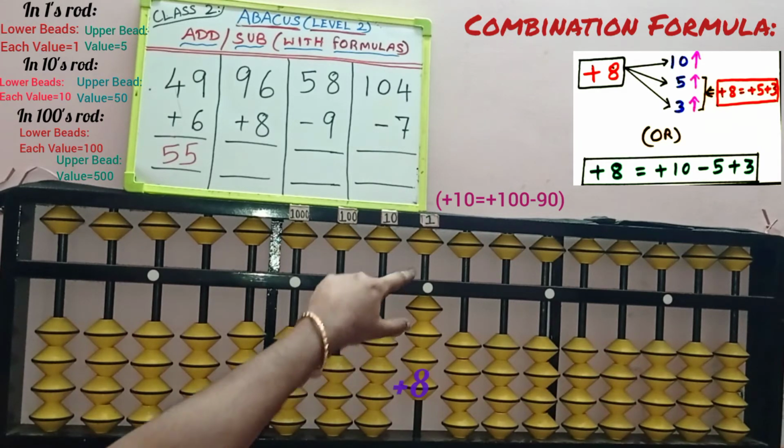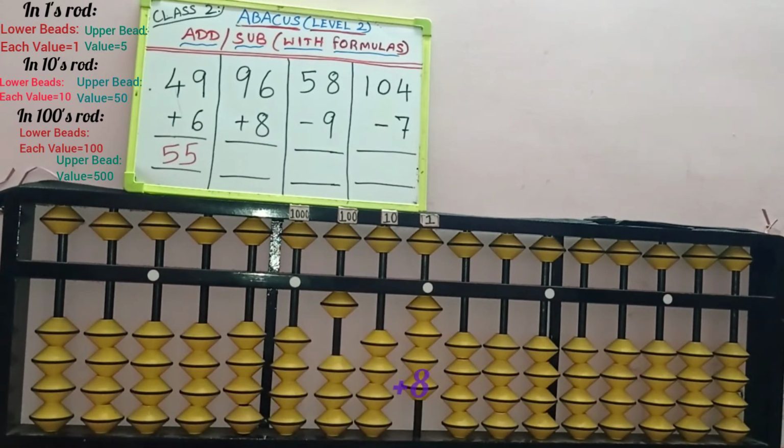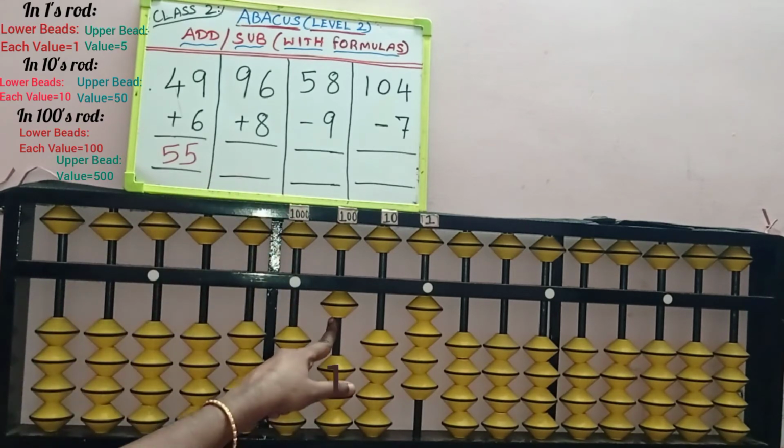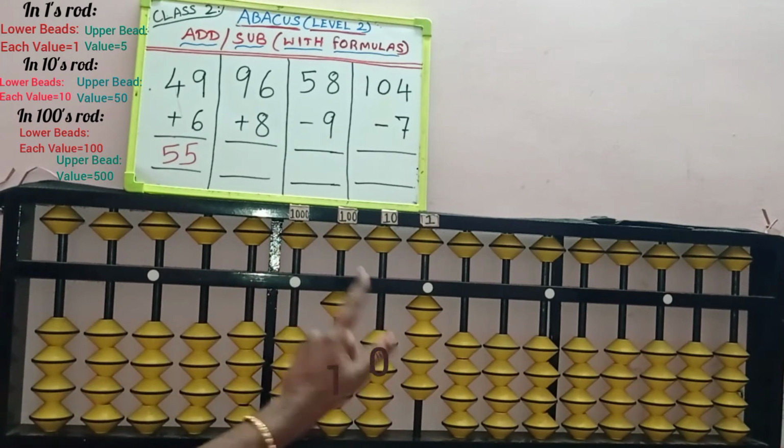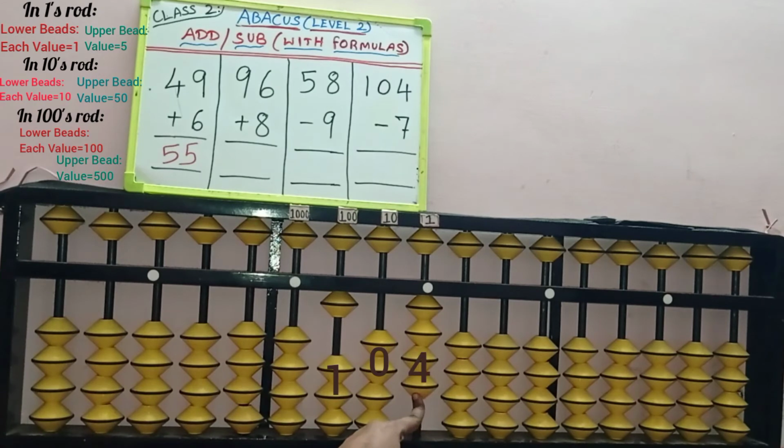Plus 10 minus 5 plus 3. Okay. Sum is completed. Now check the answer. In 100 start, 1 bit is there. In 10 start, no bits are there, so we should consider it as 0. In 1 start, 4 bits. So 104 is the answer for this second sum.